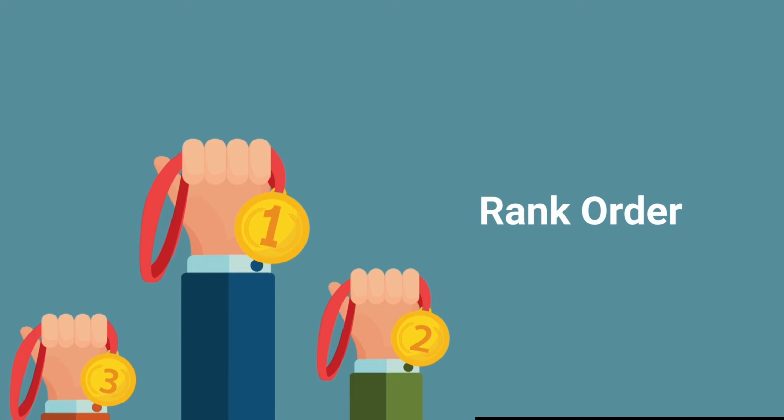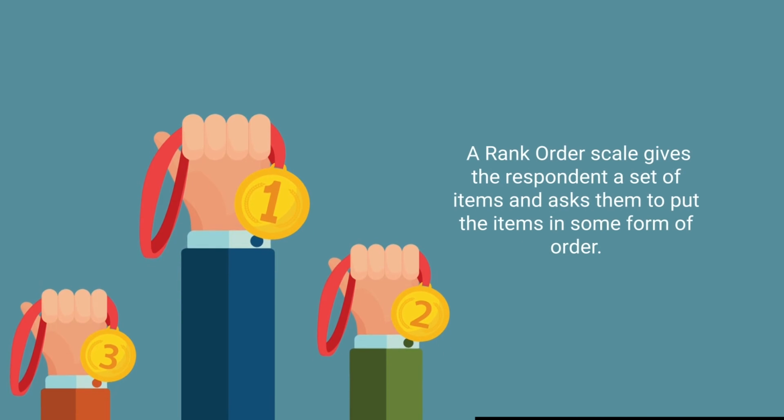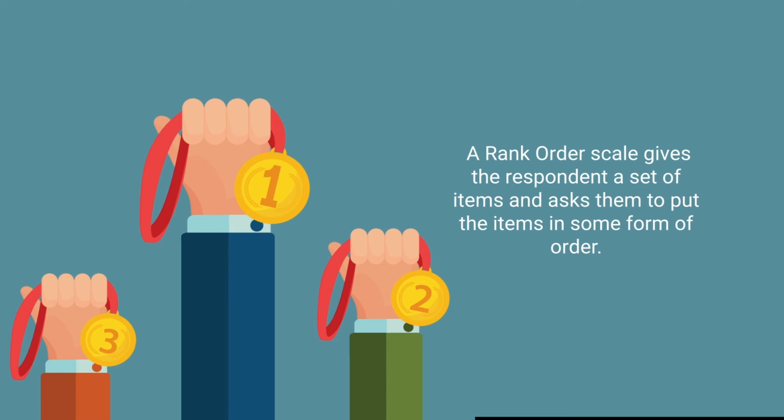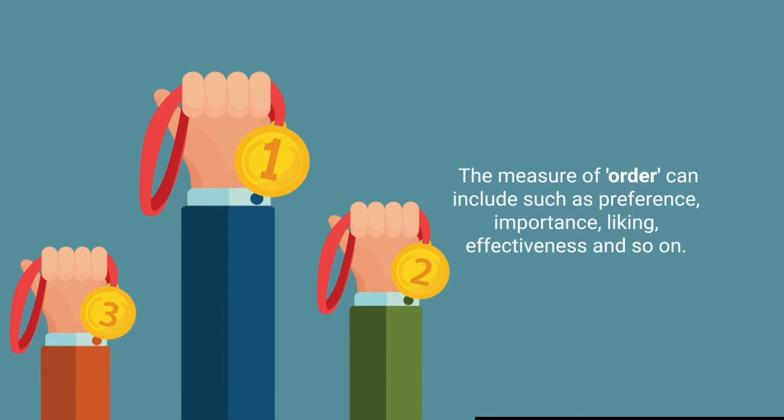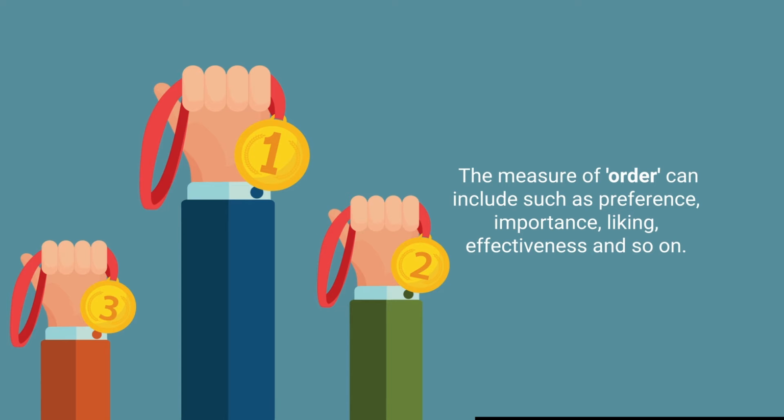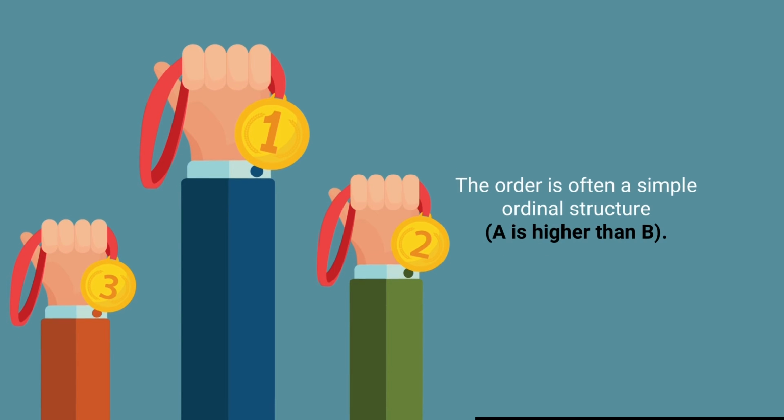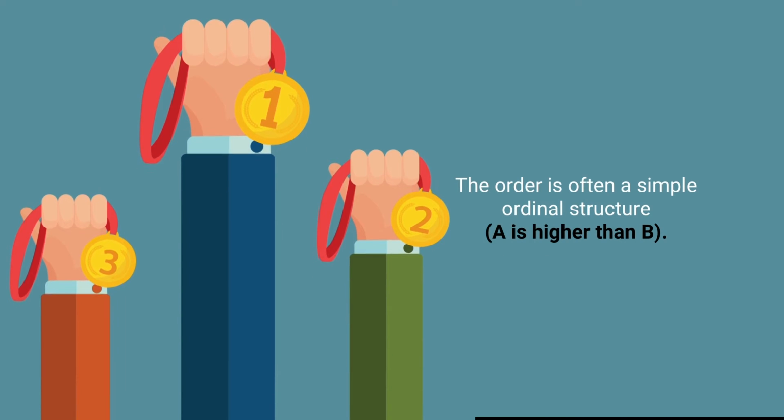Now there are certain stumbling blocks. When you are going for paired comparison, it is really cumbersome when the data is quite large. So in that case, you are going to apply the rank order. A rank order scale gives the respondent a set of items and asks them to put the items in some form of order. The measure of order can be preference, importance, liking, effectiveness and so on. The order is often a simple ordinal structure: A is higher than B. So 1, 2 and 3 could be the rank order.